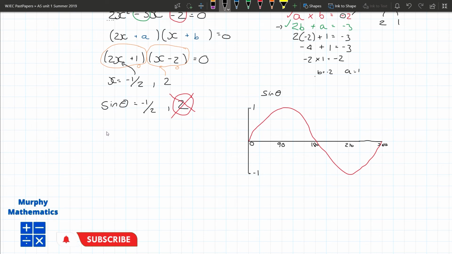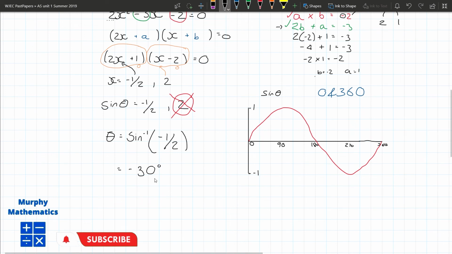So here we go, we're just going to work with our minus a half. So I'm going to rearrange and get theta equals sine minus 1 of minus a half. And when you put that into a calculator, you should get minus 30 degrees. We need to be careful here because we're only looking between 0 and 360 degrees, and minus 30 degrees isn't within our range.